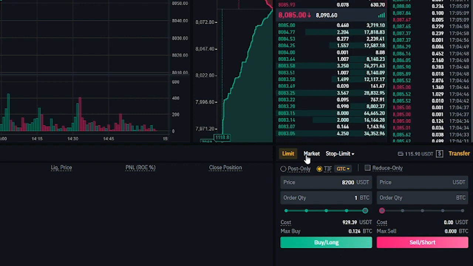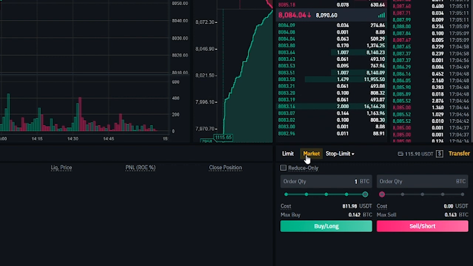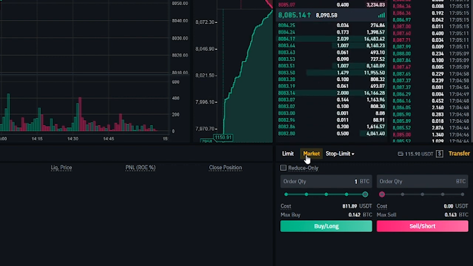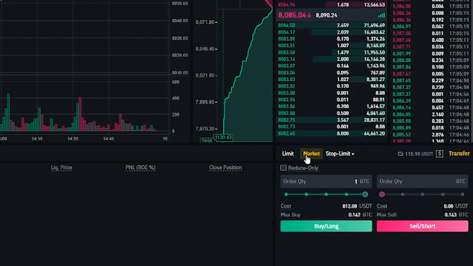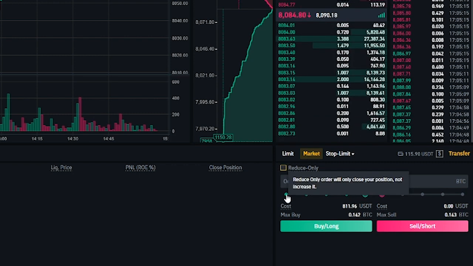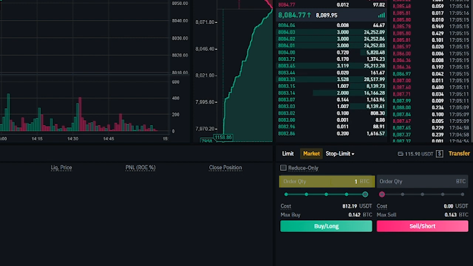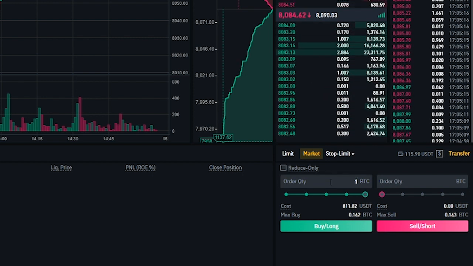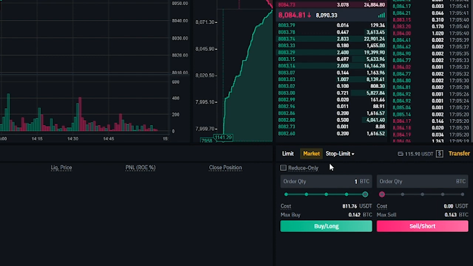Market orders. Market orders are the simplest way to open a position. They're used to buy Bitcoin at spot price, the best price available on the order book. All that has to be entered is the order quantity here. Again, keep in mind the leverage. So for example, we are using a 10 times leverage, note that the margin required is 10 times less than the actual value of the order. Stop limit orders.